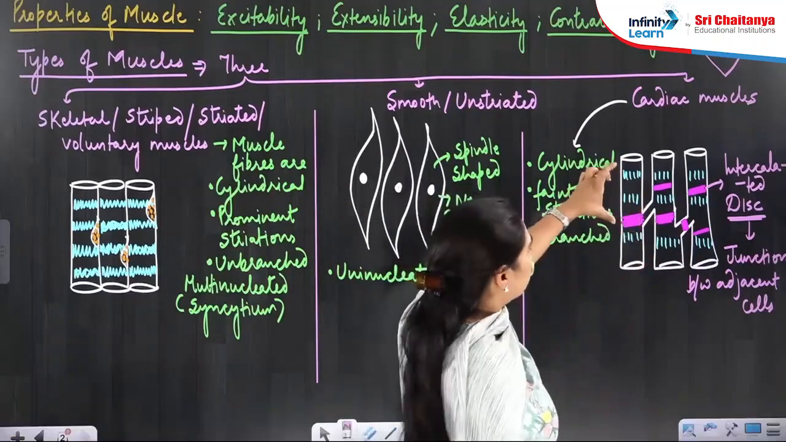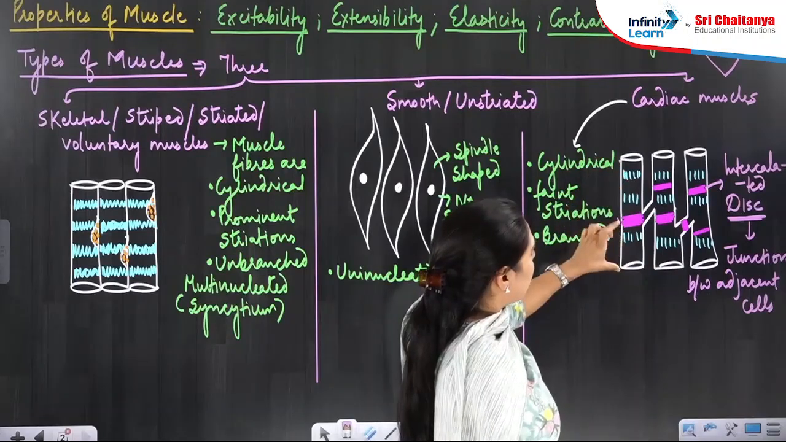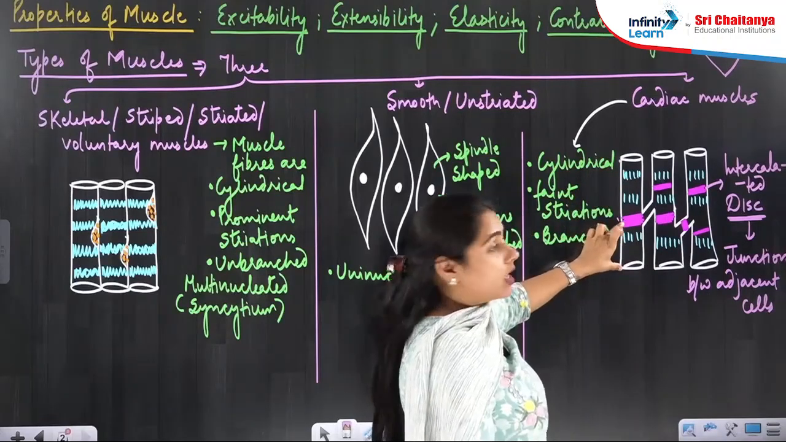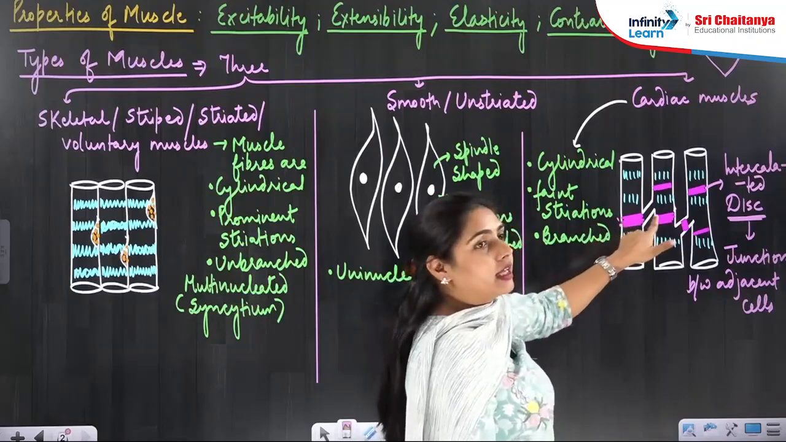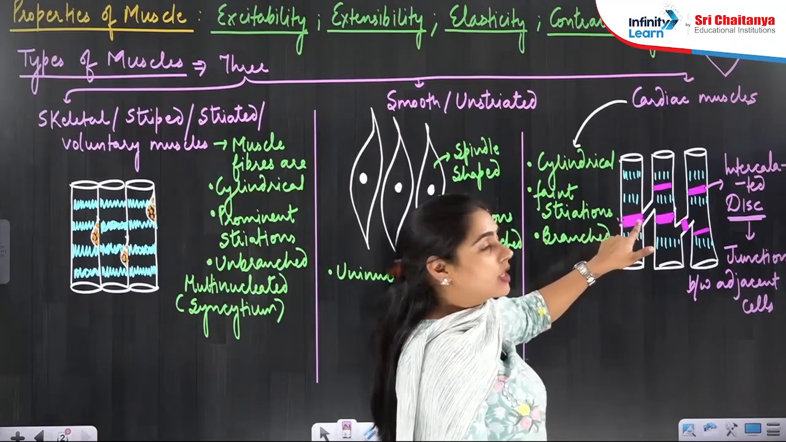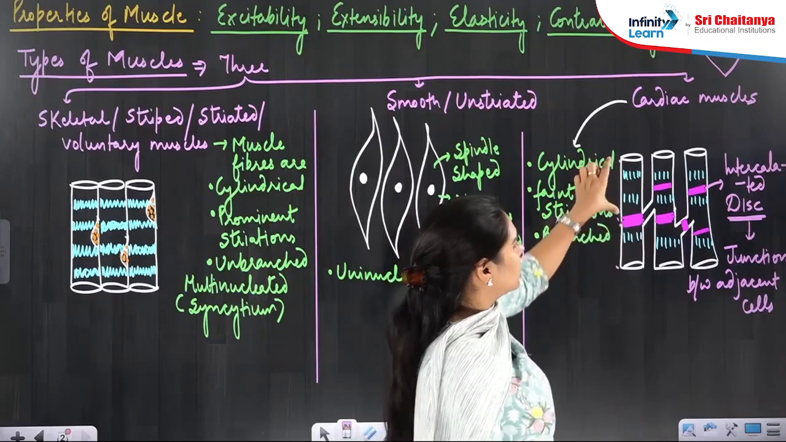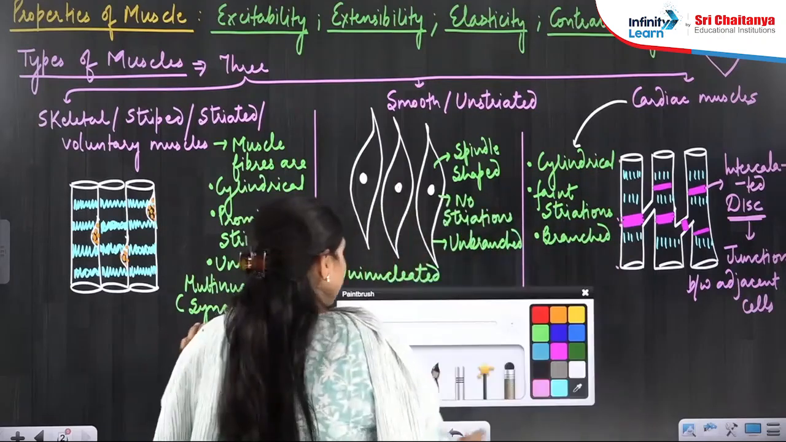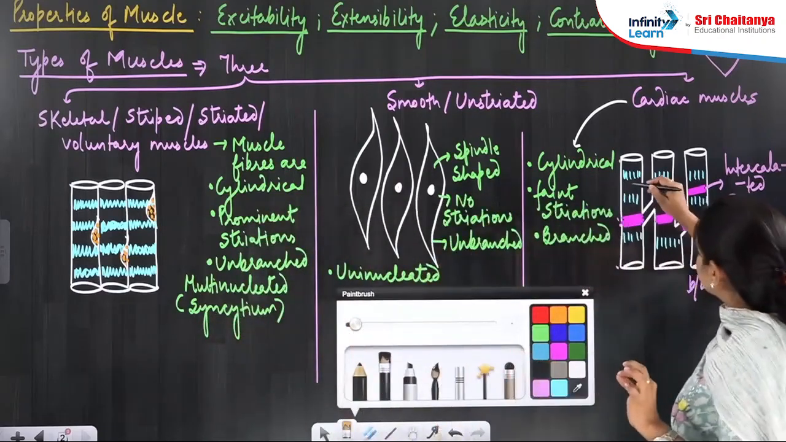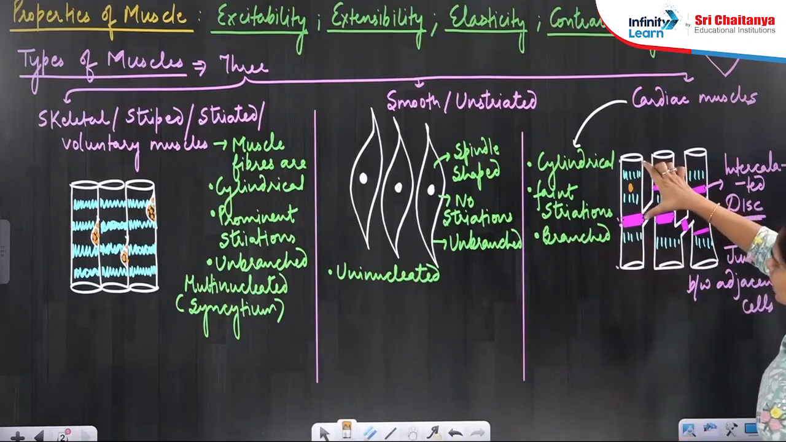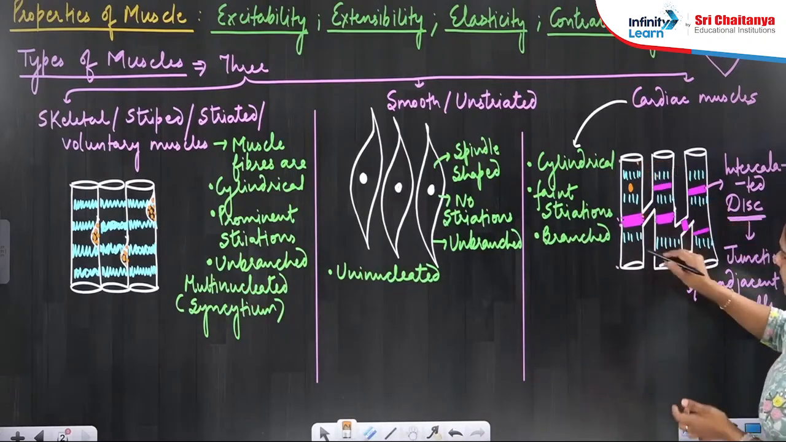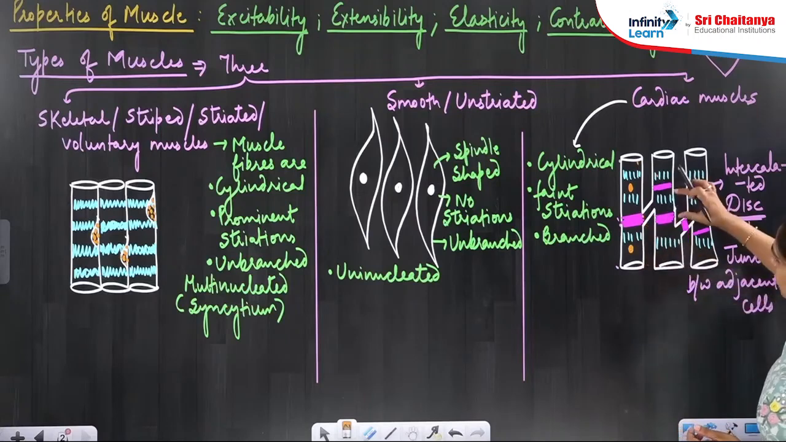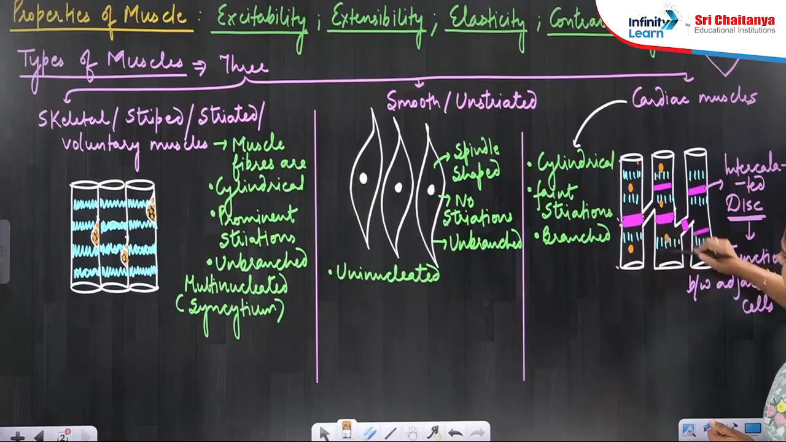So that is why we will consider this as one cell and this as another cell. Because this is separating the different cells. This intercalated disc is separating the different cells. So here they will be uninucleated. This is one nucleus I am making. So one nucleus in one cell, right? Then this is another cell, so another nucleus. This is another cell, another nucleus. This is also one nucleus, this is also one nucleus.